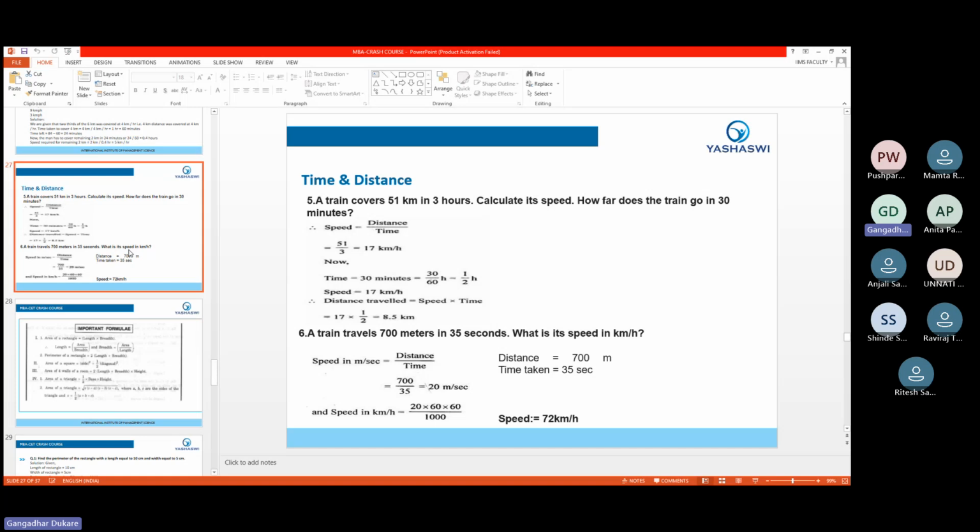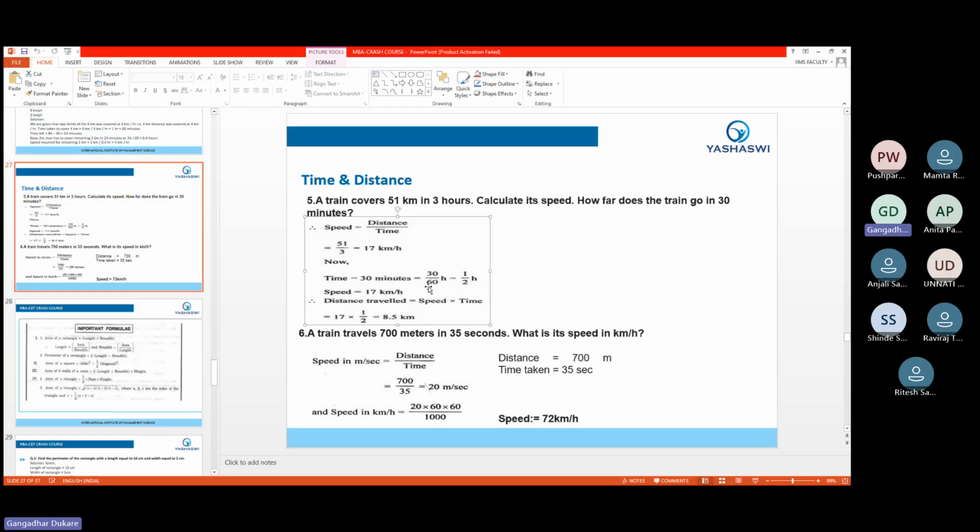Okay, in the fifth question you can see a train covers 51 kilometer in 3 hours. Calculate its speed. How far does the train go in 30 minutes? The speed equals distance upon time. That is simple. To calculate the speed, it is 51 upon 3, that is 17 kilometer per hour. Time equals 30 minutes.